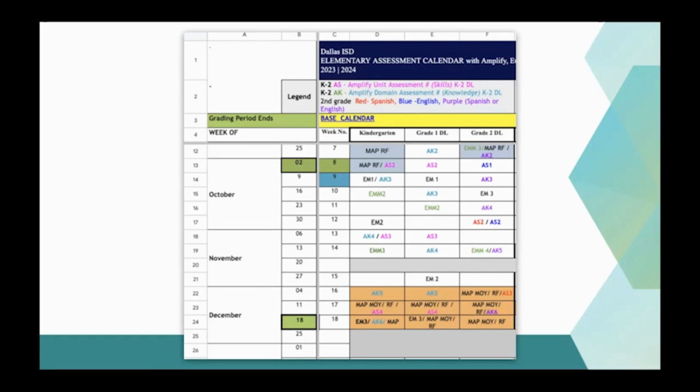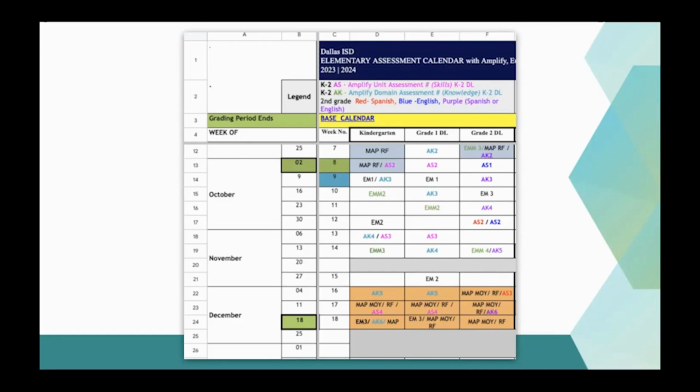These are your assessment dates for quarter 2. This would be a good thing maybe to print out or have handy so that you can be aware of the dates coming up, not just for knowledge and skills, but also if there's any MAP testing, if there's any math, that you'll have a one-stop shop for all your tests here.